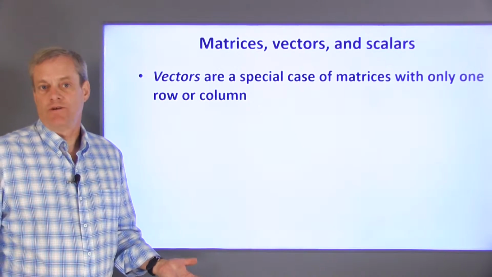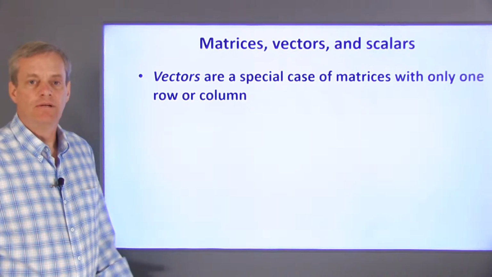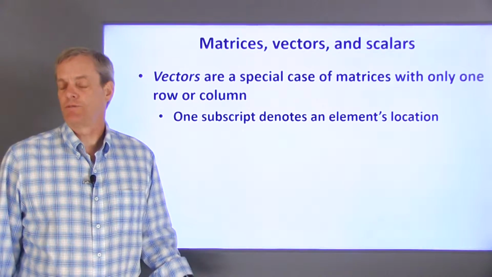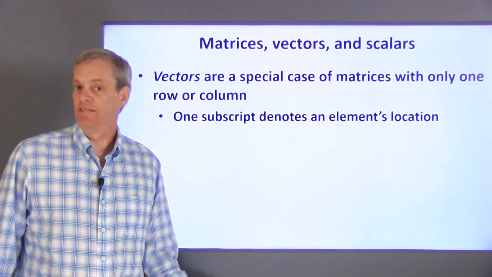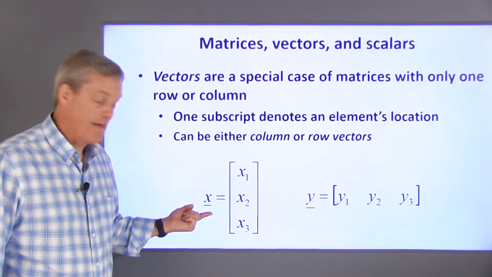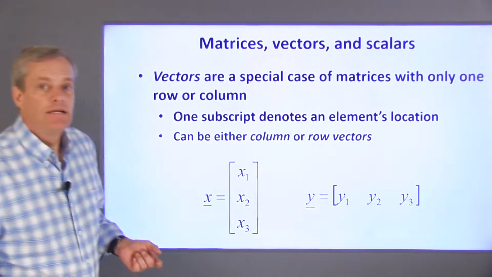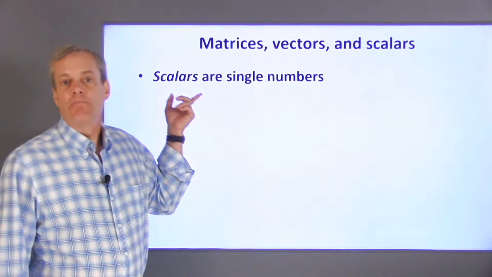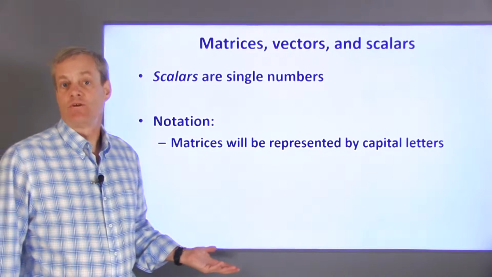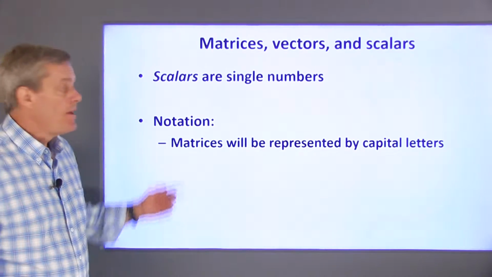Vectors are one-dimensional arrays with a single row or column, so they're really just a list of numbers. Elements of a vector are usually specified by a single subscript, which provides the location of the element in the list. Vectors can have either a single column, like X, or a single row, like Y. Scalars are single numbers.